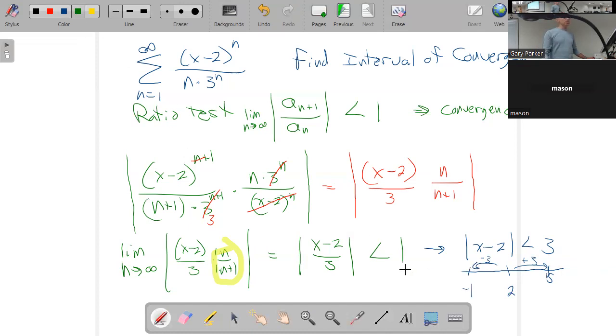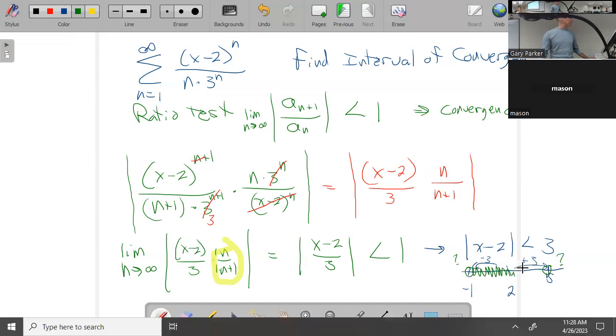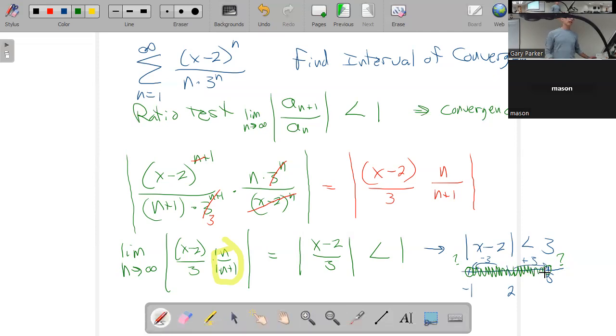So what do I know at this point? Well, I'm not sure about at negative 1 or at 5. Those are question marks. But I know that in between, any number I pick in between here, I'm going to have a convergent series up there. Okay, before I do the endpoints, let's just check that. Let's just pick some number in between negative 1 and 5, like 4, for example, which is in that interval. What happens if we plug in 4 to my original? Well, I will get 4 minus 2, which is 2.